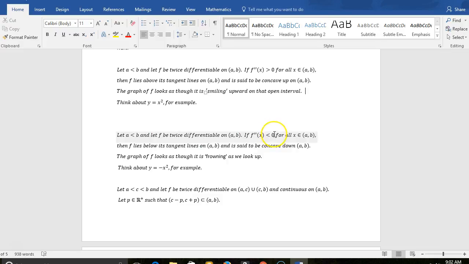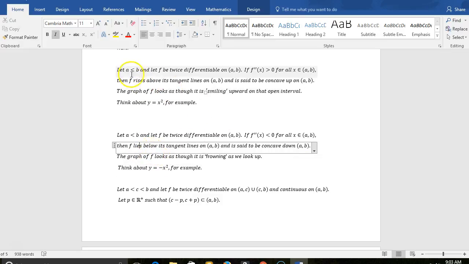I may as well read it off. If f double prime is negative for all x on that open interval, then f lies below its tangents on that open interval. Before, f was above its tangents. I guess I should say f rises above its tangents up there, and down here the verb is lies, just to keep the English good. So here you rise above your tangents, here you lie below.